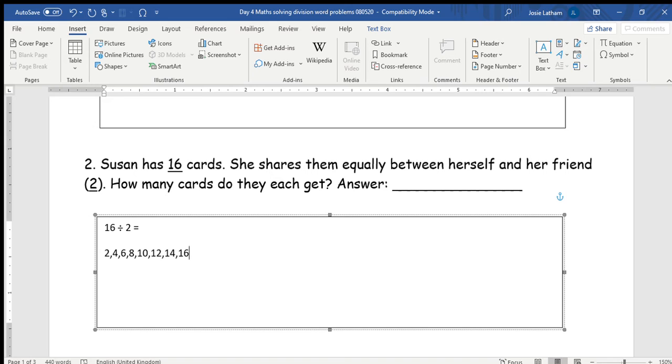Okay, so from here you then need to go back and count how many twos, how many times did you count in 2 to reach 16? And once you've done that, you will know your answer. You can write it here and here.